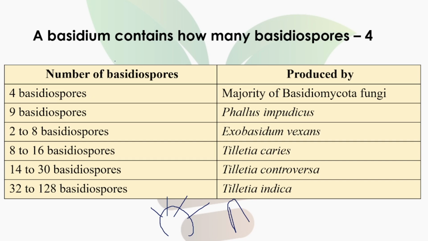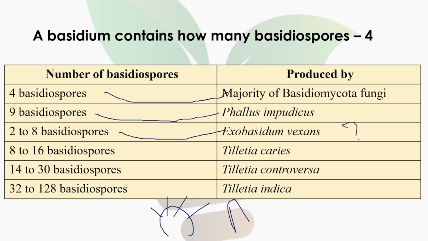When it comes to the Basidiomycota, there are also a few exceptions that we will see. 4 basidiospores per basidium is the majority of the Basidiomycota. Some exceptions: 9 basidiospores are produced by fungi like Phallus impudicus. Between 2 to 8 basidiospores are produced by Exobasidium vexans.